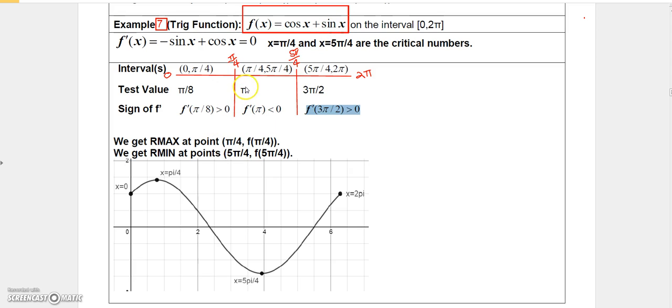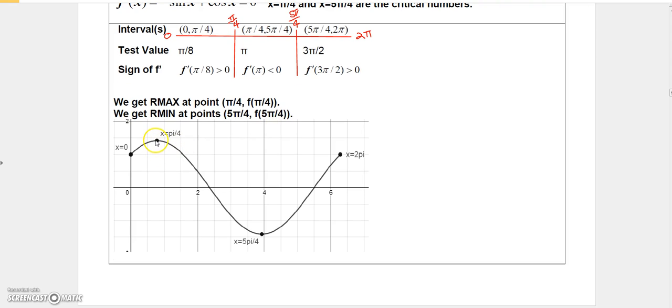And then for 5 pi over 4, the derivative is negative to the left and positive to the right, and so that means I'm going to get a relative minimum at the point 5 pi over 4 and f of 5 pi over 4. That should just say point, not points. And if you look at the graph, notice here's pi over 4, there's your relative max, and here's where 5 pi over 4 is, that's your relative min. Now the x values aren't your max and min, so I didn't give the y values, but the max and mins are actually the y values.